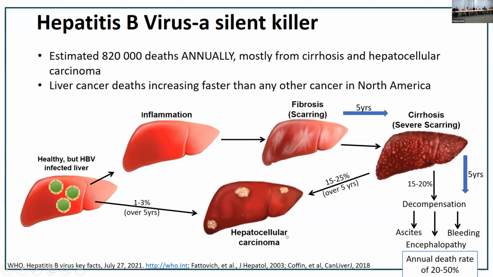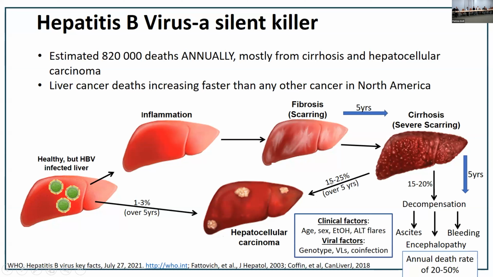The thing with monitoring is we can do something about it if something is found, and that's part of the point. So things that put someone at greater risk of developing these complications are age and sex. If you're male, you're more likely to develop some of these things versus female. Alcohol use, flares of liver inflammation, as well as viral factors. So this is where the genotypes come into play, as I was mentioning, but also viral loads and co-infections like with hepatitis delta virus or with HIV or HCV, which certainly have similar risk profiles in some cases.